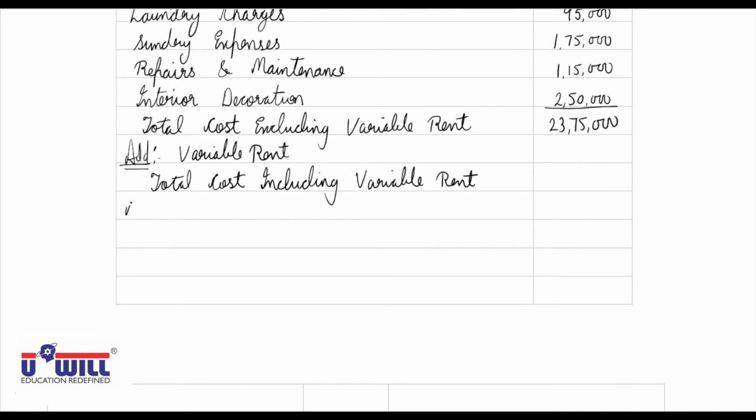In that we will add profit, and then what we'll get is total takings. Now to find this amount of variable cost and profit we have to go reverse. So we'll make the workings.